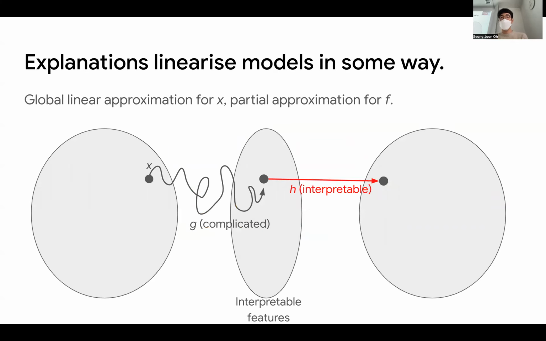Now we're going to look at the class of methods that are considering a model that looks like this. So the first part of the network is complicated, but at least the second part of the network is interpretable. It's kind of linear from the beginning. And therefore, we do not care about this first part, but the last part is kind of nice to deal with, and therefore we are just looking at them.